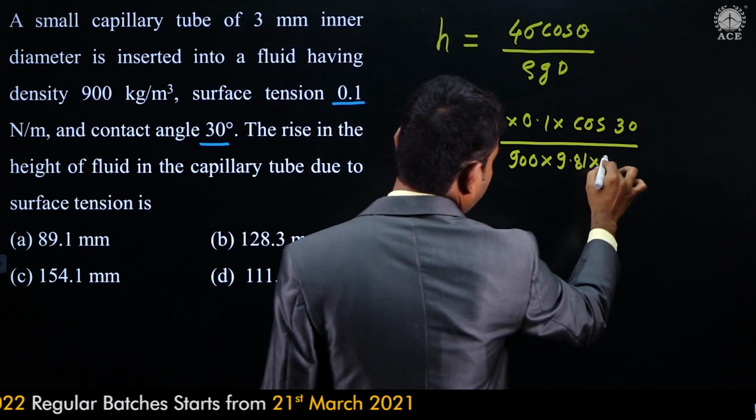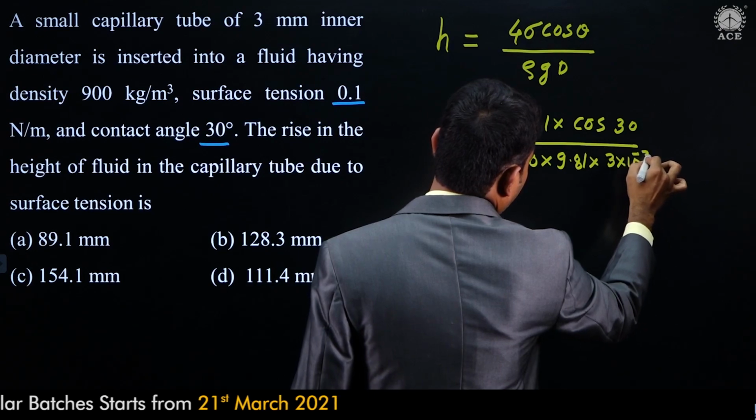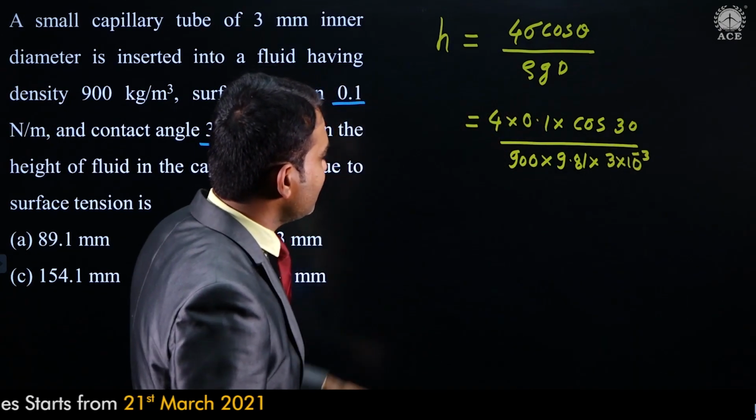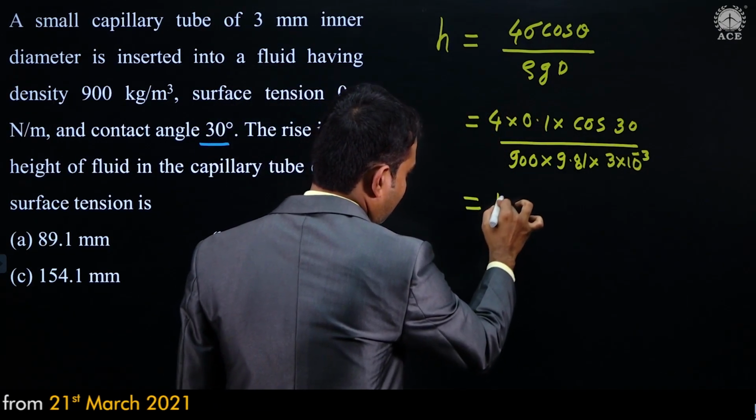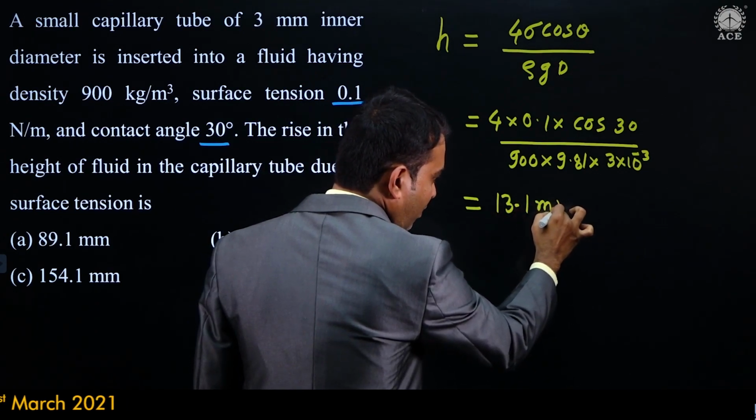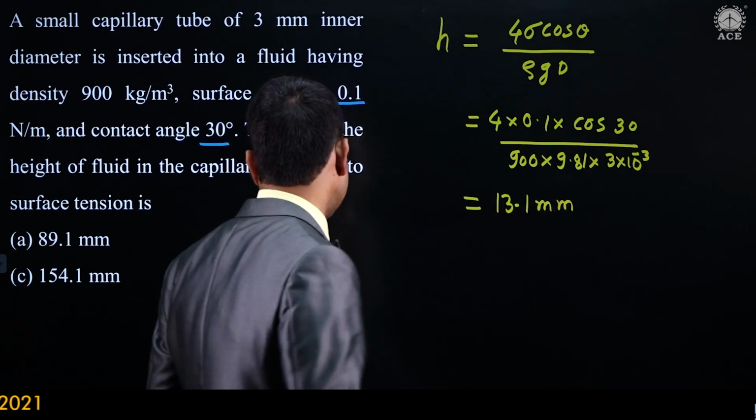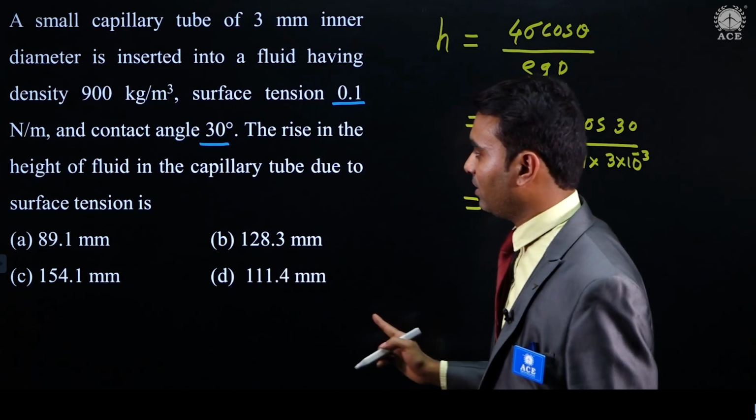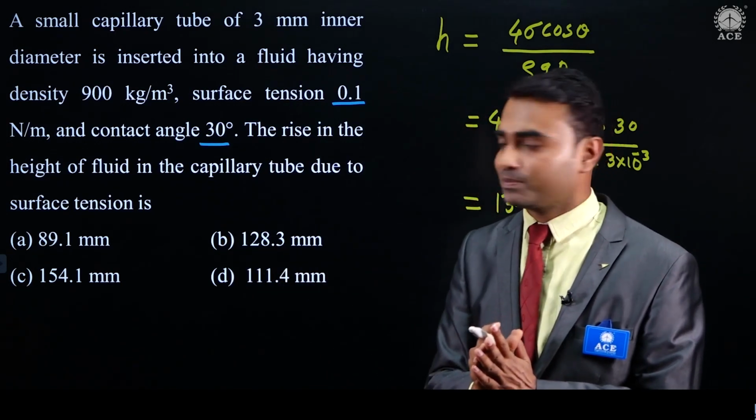Diameter of tube is 3 mm. 3 mm is 3 into 10 to the power minus 3 meter. If you perform these calculations, you will get answer 13.1 mm. But if you look at options, such option is not available. So you can claim for this question.